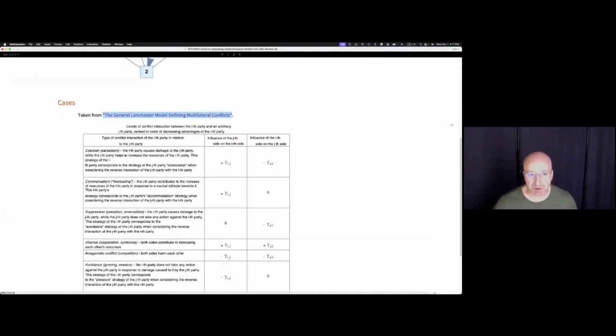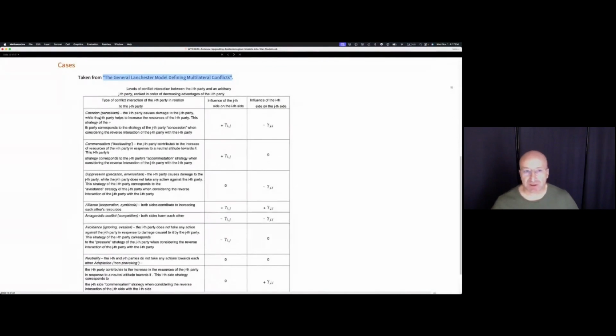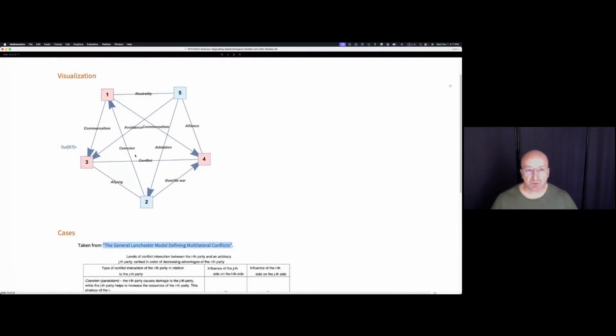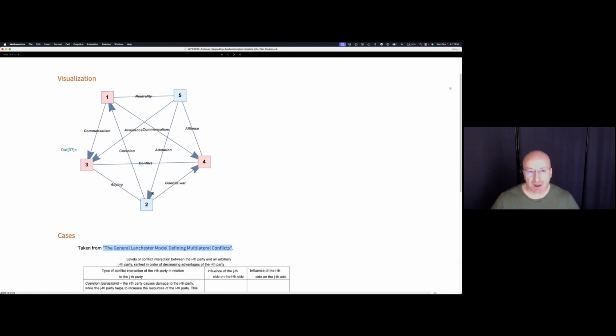So what you see in this table here is done with Google Translate. It's pretty good, right? The translation here. So we have different types of interaction. For example, I'm not going to go through all of the interactions, but you can see two parties can be in direct conflict. They have a standard war. Alternatively, you can have one of the parties conduct a guerrilla war against the other, right? We can also have a party which is coercing another party, right, and so forth.